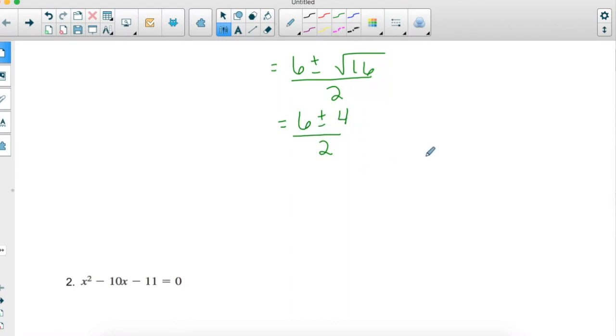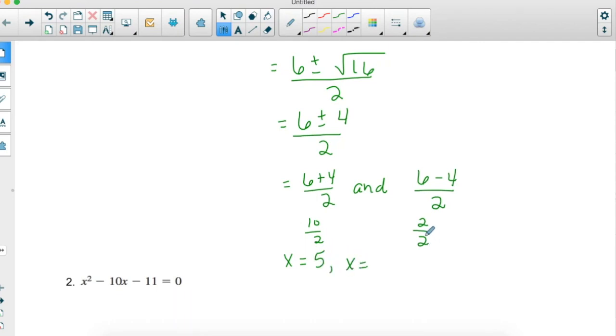So this can be split up. We have 6 plus 4 over 2, and we also have 6 minus 4 over 2. When I simplify this, we end up with 10 over 2, and over here, we end up with 2 over 2. So our final answer is x equals 5 and x equals 1. So here's our final answer here. X equals 5, x equals 1.